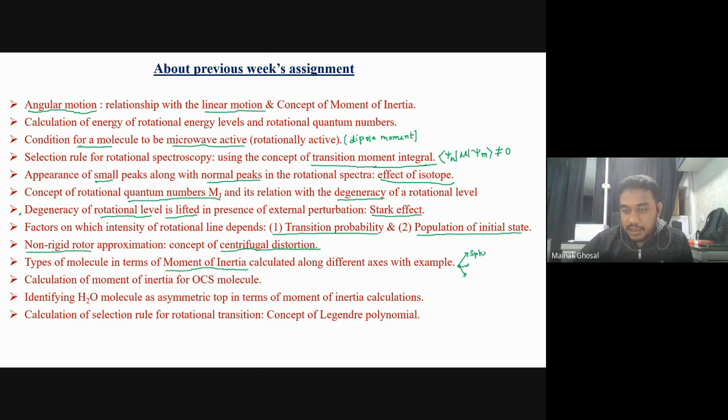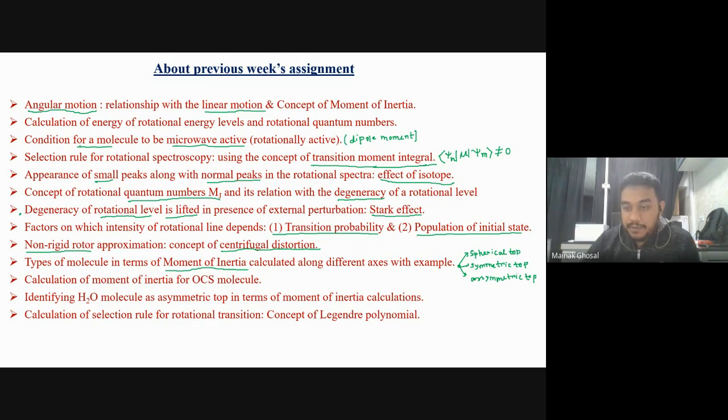One is spherical top, another is symmetric top, and another is asymmetric top. So there was a discussion on these three different kinds: spherical top, symmetric top, and asymmetric top.